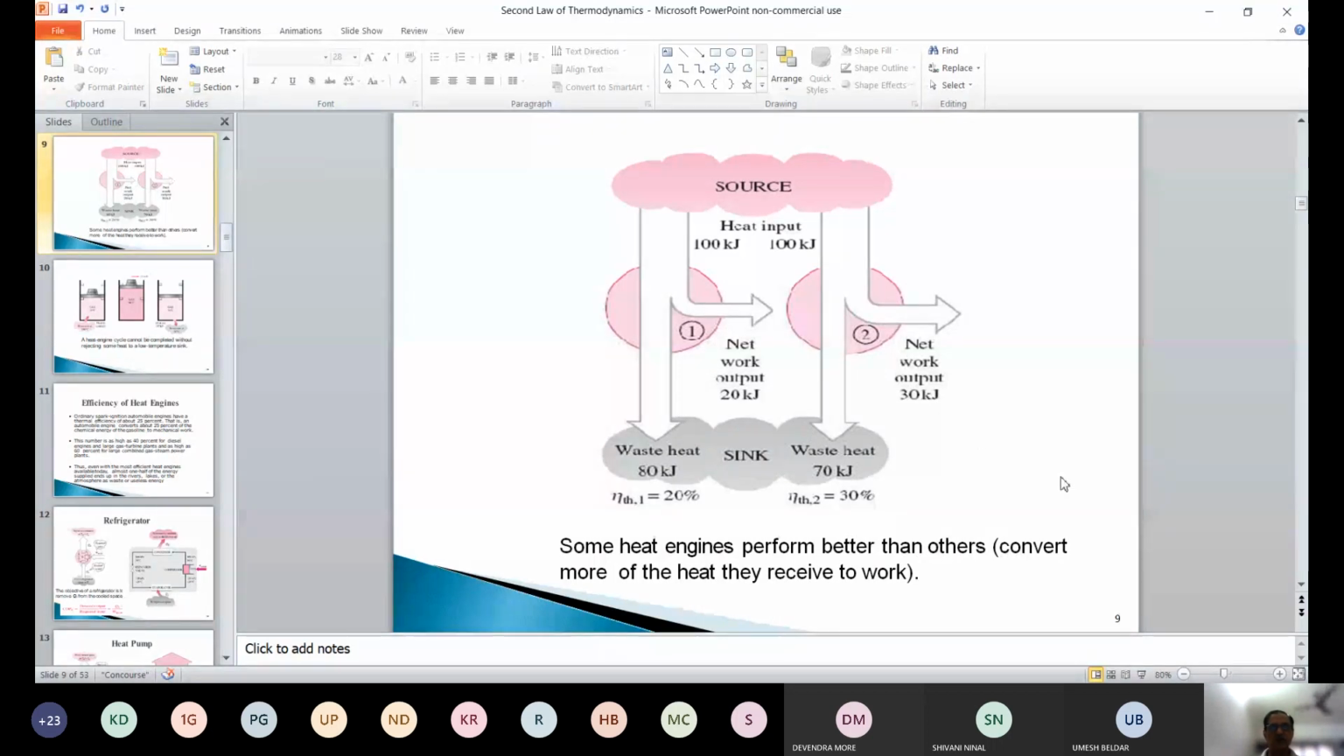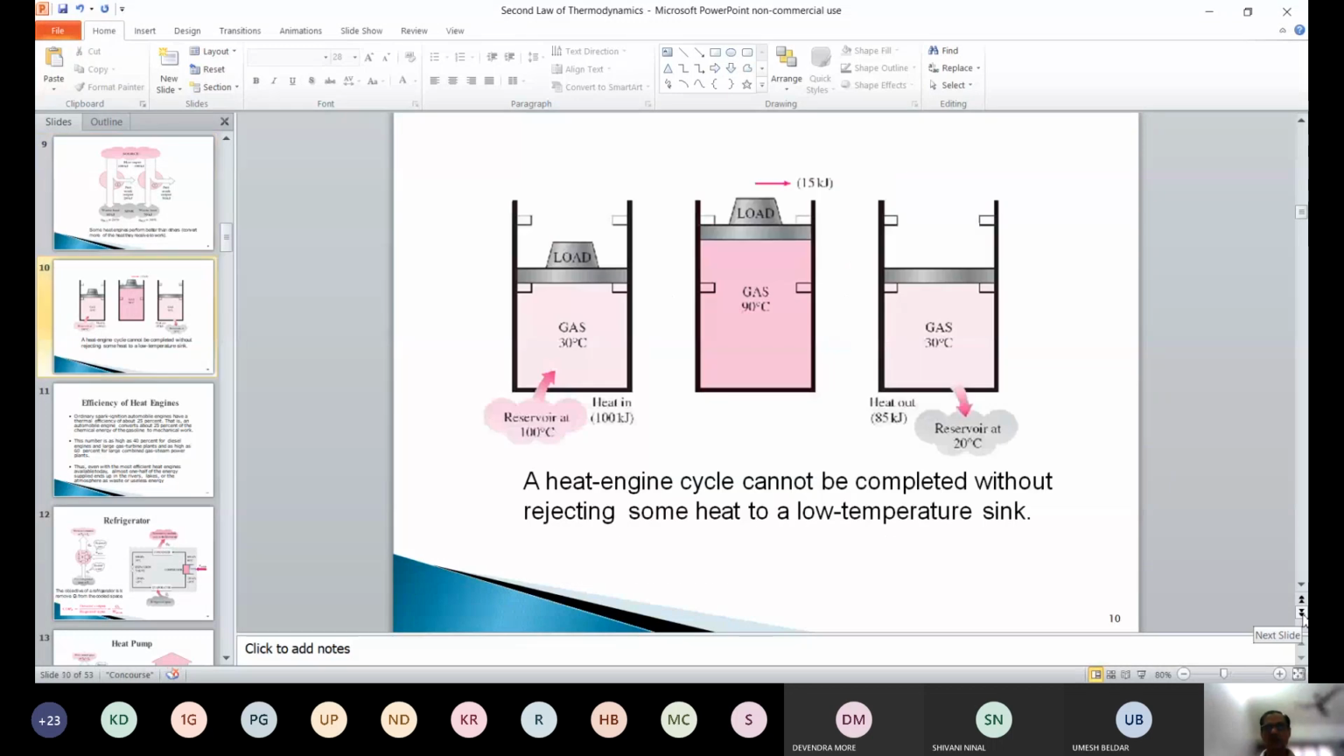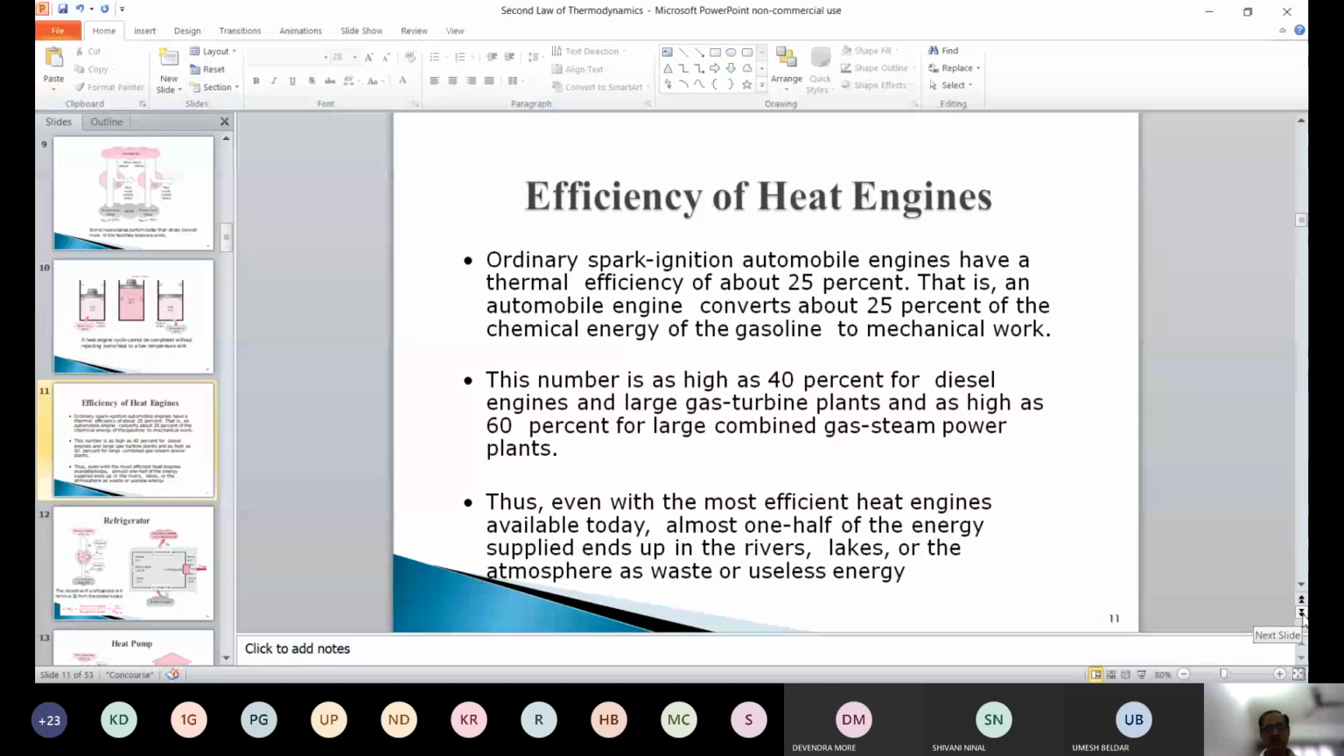So what we talked about, this scooter or bike, will have typically efficiency of about 25%. So almost 75% of the energy in a liter of petrol is wasted. If it is diesel, almost 40% of the energy is converted to work. And if it is gas turbine power plants, it is almost 60% efficiency. So depending on the type of heat engine, you'll get different efficiencies. Okay, so any questions so far?